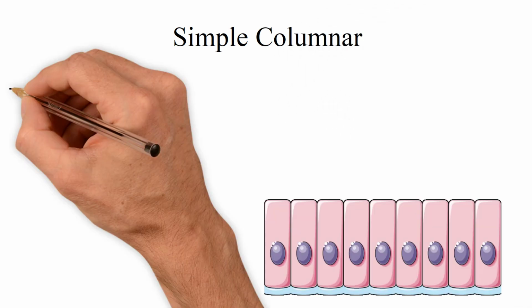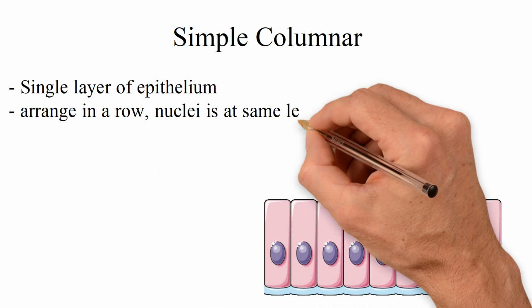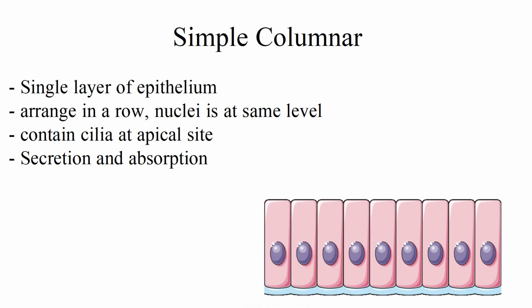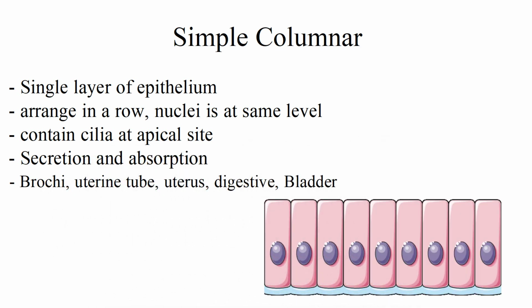Then we have the next, simple columnar epithelium. It is also composed of a single layer of epithelium. It is arranged in a row and the nucleus is arranged at the same level. It contains cilia at the apical site. Its main function is secretion and absorption. It is mainly present in the bronchus, uterine tube, uterus, digestive tract, and in the urinary bladder.